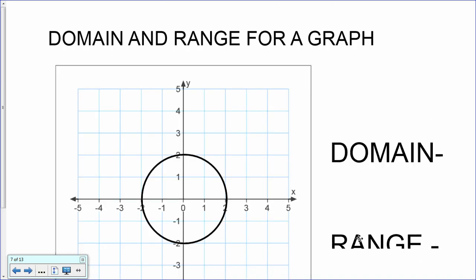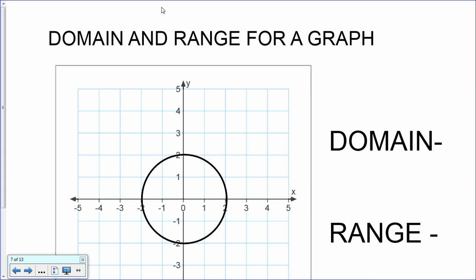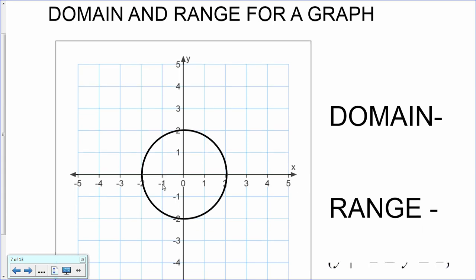Alright, now here's one. There we go. Domain and range for a graph. Okay? So, you're looking for the edges of the graph. Okay?